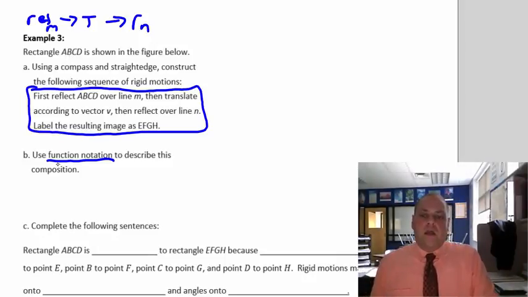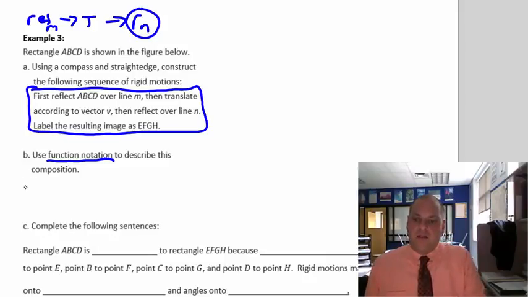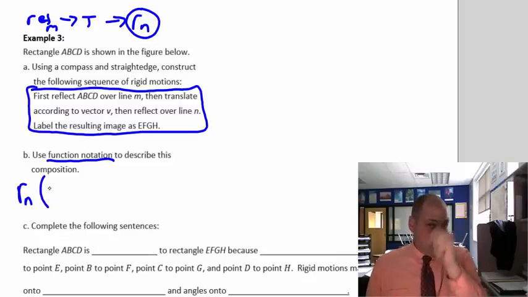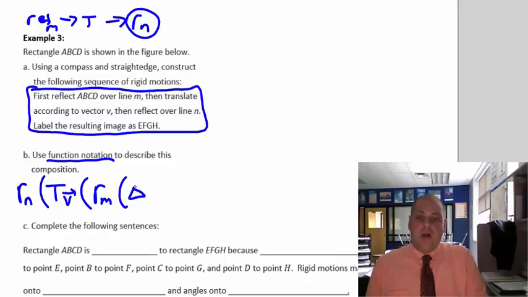So now, again, function notation is backwards, so we're going to go with the last thing. Actually, it is going to be written first, so we're going to start with that. All right, so we're going to reflect. We're going to say reflection over line N of parentheses translation by vector V. So we put a little subscript V with a little arrow over it, right? Vector V of reflection in line M, lowercase r, subscript M, of triangle what?